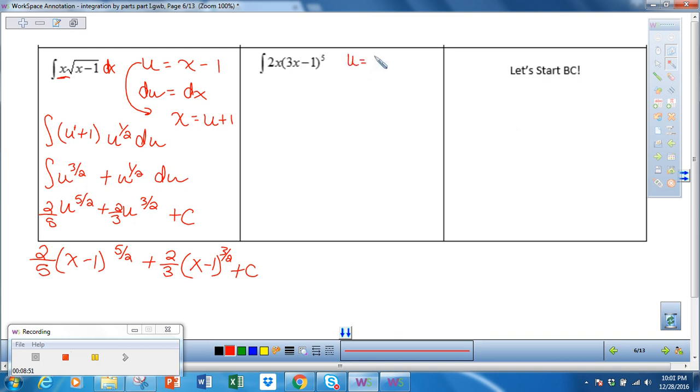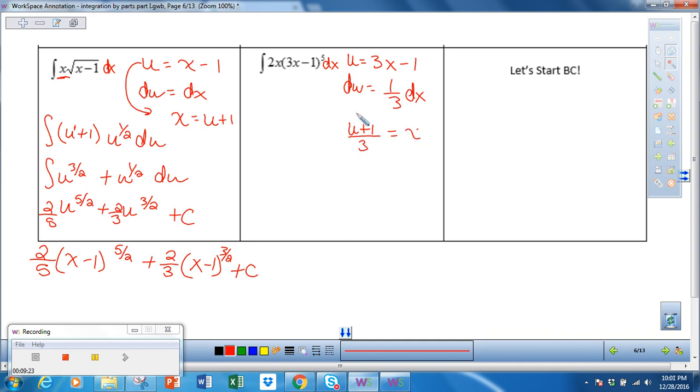u is equal to 3x minus 1. du is 1/3 dx. Okay? And again, there's the dx here. I've dealt with dx. I've gotten this. I still have this x, so I need to do something with that. So I'm going to solve for x in terms of u. I'm going to add 1 to both sides and then divide by 3 to get x by itself.